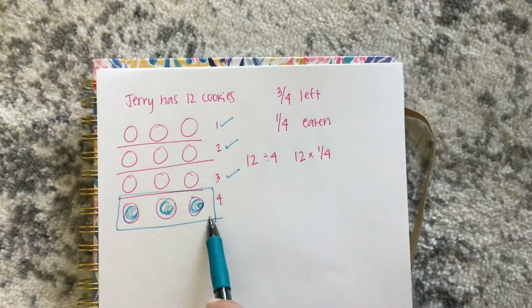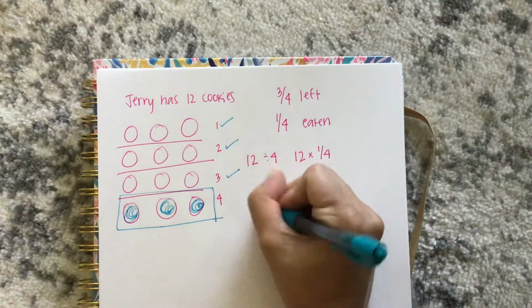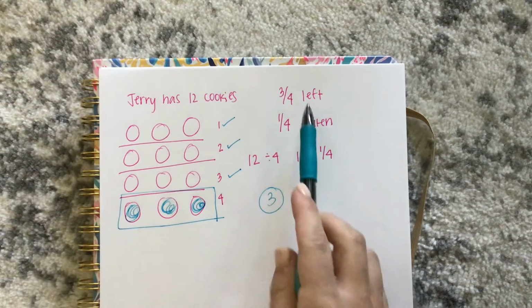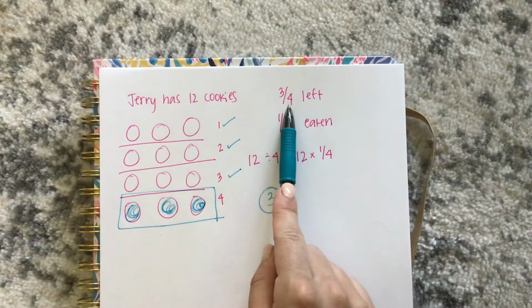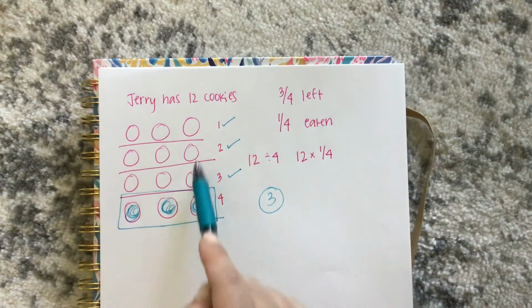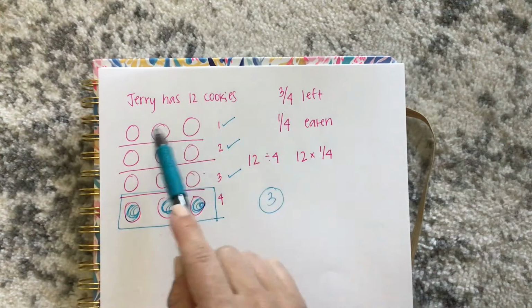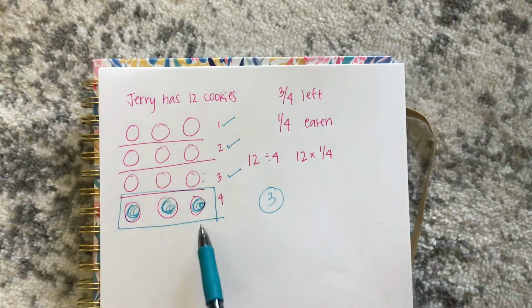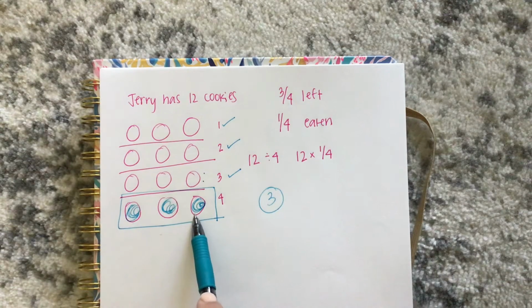And a common misconception with this is that students may find that there are 3/4 left and they will solve for the 3/4, assuming that Jerry ate 9 cookies rather than eating only 3 cookies.